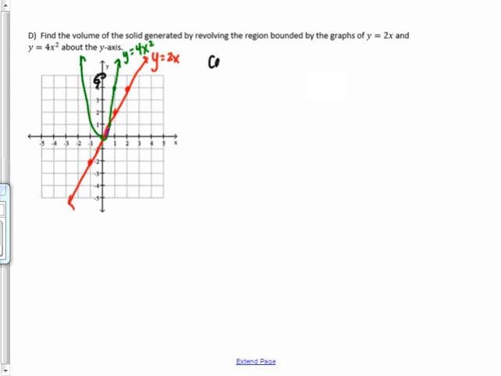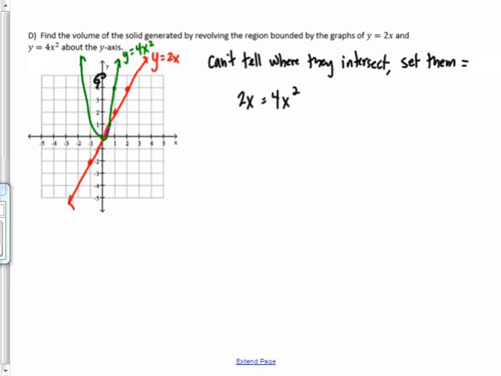Remember, we talked about this in area, if you can't tell where they intersect, all you have to do is set them equal. So I'm going to set 2x equal to 4x squared. If I get everybody on the same side and factor it, I can factor out a 2x. I'll see that when I set both of those equal to 0, I get 0 and 1/2. Okay, so that's where they intersect.